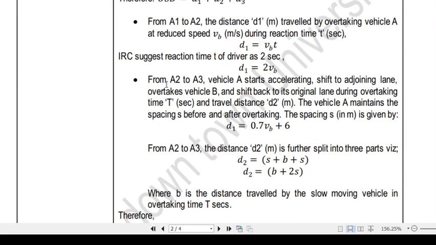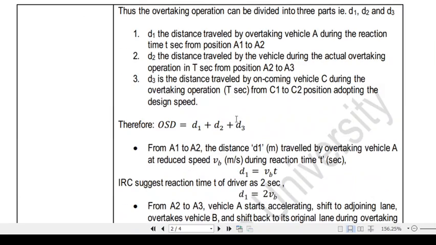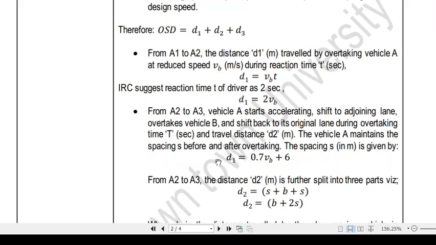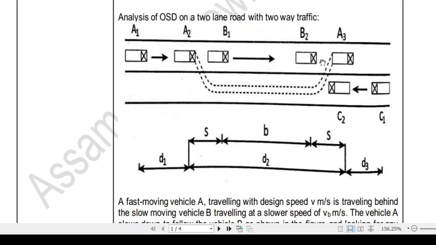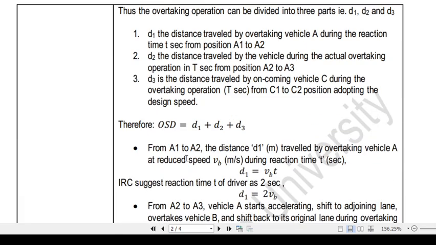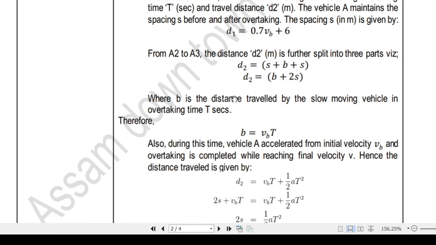Now from A2 to A3, vehicle A starts accelerating, shifts to the adjoining lane, crosses or overtakes vehicle B, and then comes back to its original position. They will maintain a spacing S. That distance is called spacing. As per IRC, one empirical formula is given to estimate the spacing. The vehicle will maintain the spacing over here and over here also. The spacing S is 0.7 VB plus 6 meter.